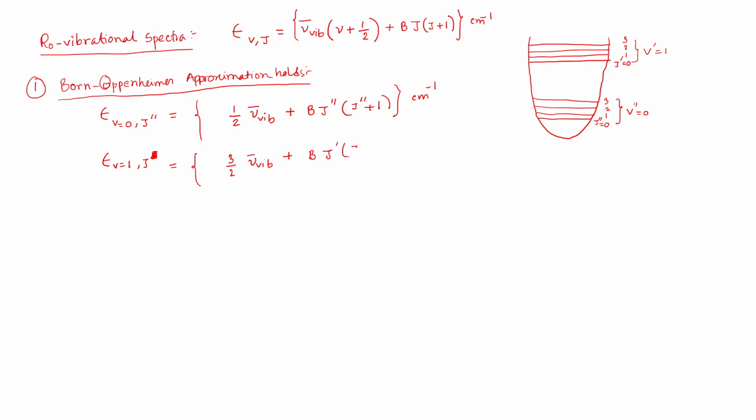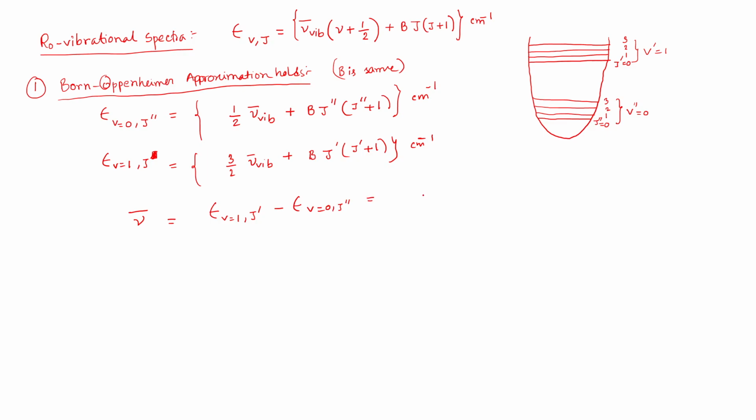So one part I haven't discussed, which sir already mentioned: when the Born-Oppenheimer approximation holds, B is the same for both vibronic levels. That is why we can take this, and the energy difference here is in centimeter inverse, so that is equivalent to the wave number. The wave number of that transition is epsilon V equals 1, J prime, minus epsilon V equals 0, J double prime.